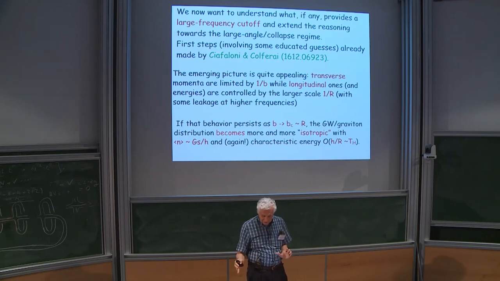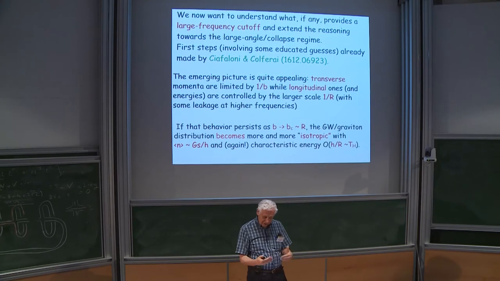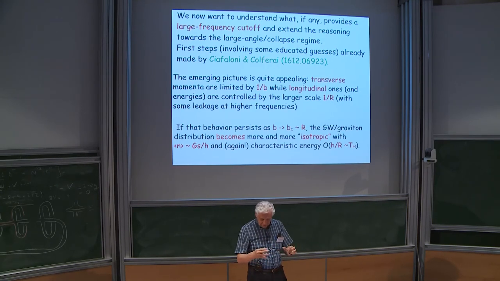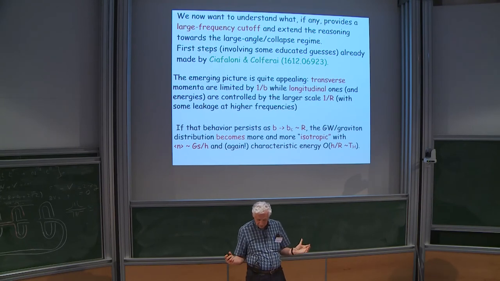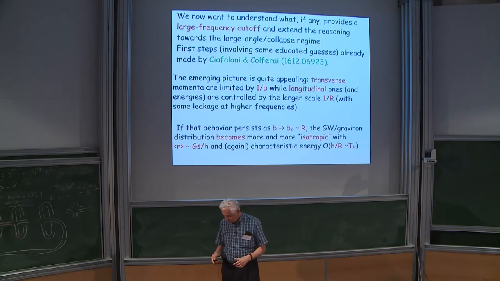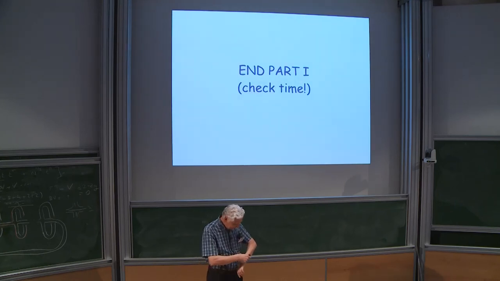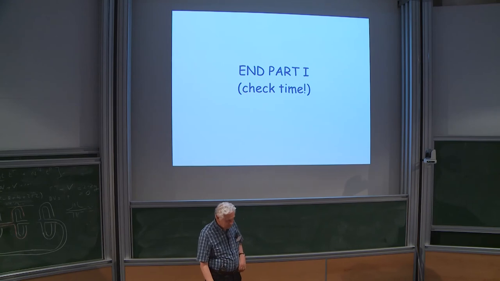leakage at high frequencies. Now, if that behavior persists as you approach some critical impact parameter at which collapse should occur, that would give a rather interesting final state, because the distribution will become more and more isotropic, the average number of quanta that you produce is of order the entropy of a black hole, and the characteristic energy is of order the Hawking temperature. So I think this ends part one, and I have 15 or so minutes.